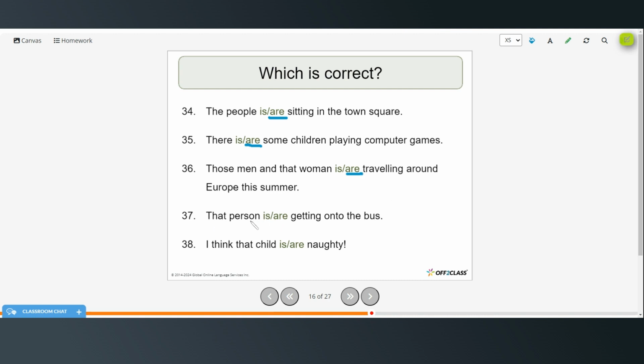That person is singular, so we would say is getting onto the bus. And I think that child is naughty.